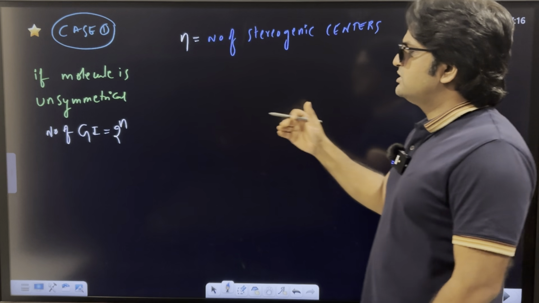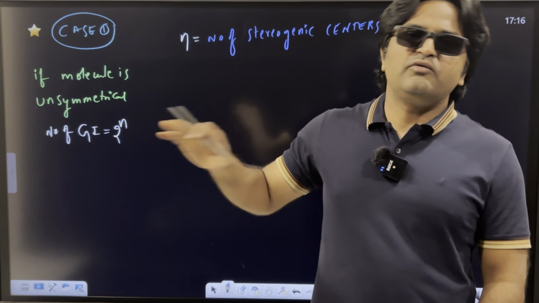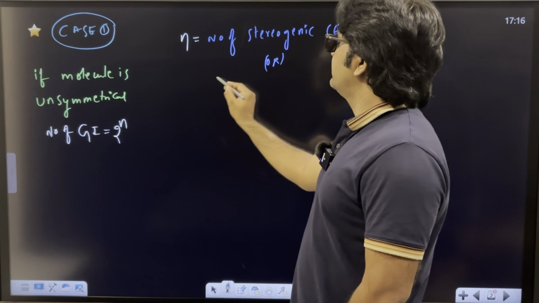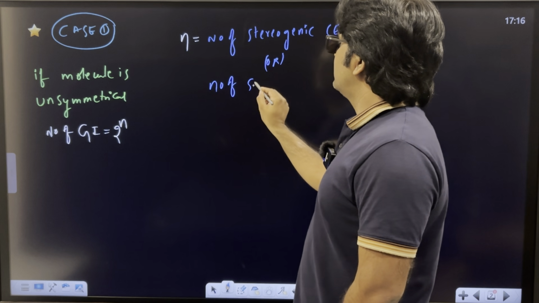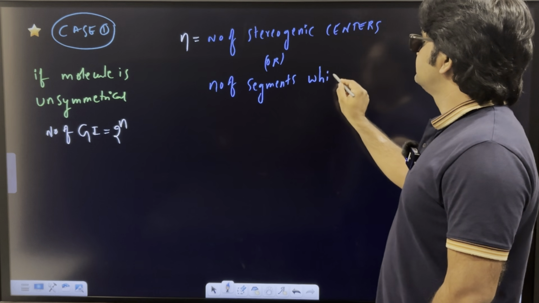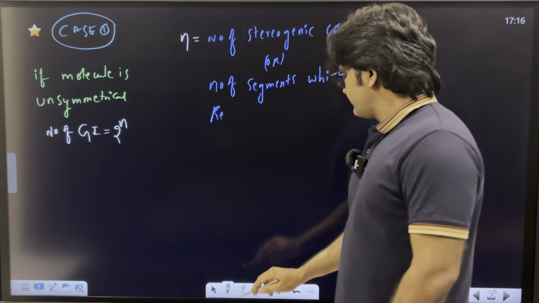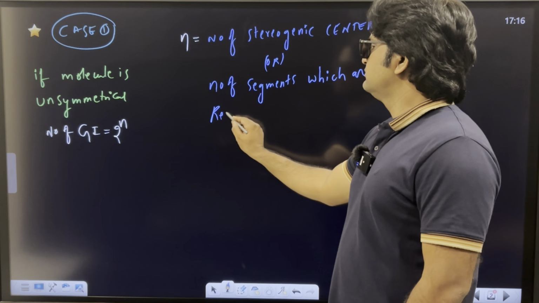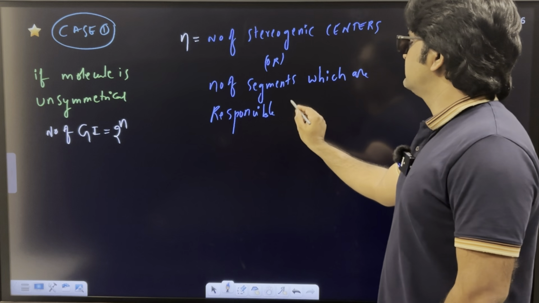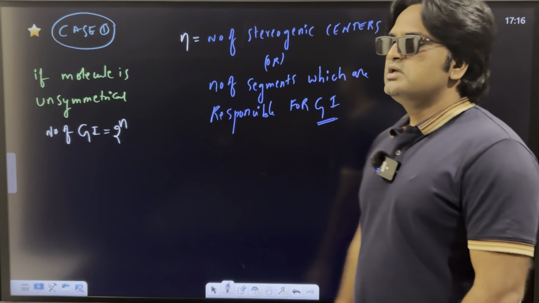If the molecule is unsymmetrical, then what is the formula to calculate the total number of geometrical isomers? 2 to the power of n. And what is the n value? Number of stereogenic centers. Or another important point, the number of segments which are responsible for geometrical isomerism. GI is nothing but geometrical isomerism.